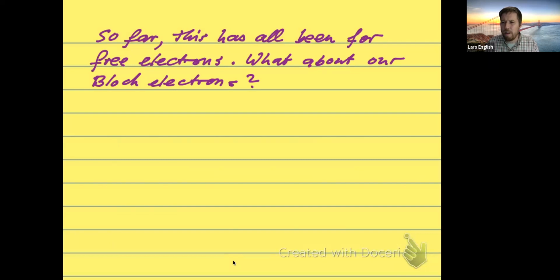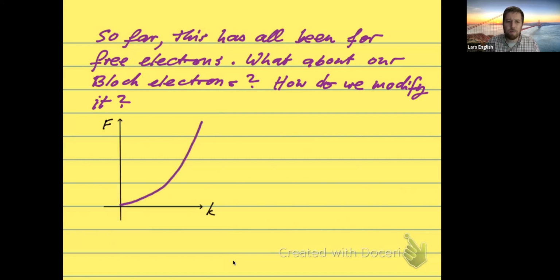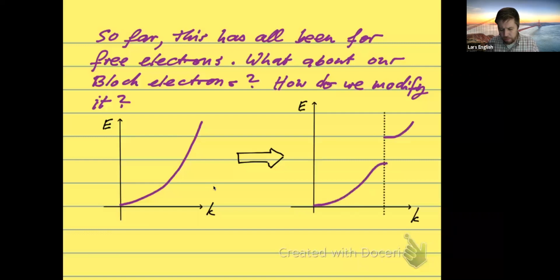Can we modify it for Bloch electrons? Because in the end, we're interested in Bloch electrons, right? Electrons in the context of a crystal lattice. So how do we modify some of this for Bloch electrons? It's actually not that difficult. We have here the free electron result, E versus k, that's just a parabola, right? But we know that that gets modified in the presence of a lattice. We get this energy gap here at the Brillouin zone. I'm drawing it in the extended zone scheme.